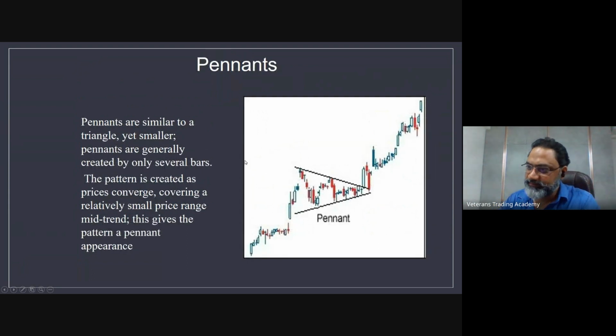Similarly, there are pennants, which are very similar to triangles, the only thing is they are smaller in size. So suppose there's an uptrend, and after the uptrend there's a consolidation pattern, and thereafter it starts making a pennant, and it consolidates within the pennant, which is a smaller triangle, and finally it breaks out.